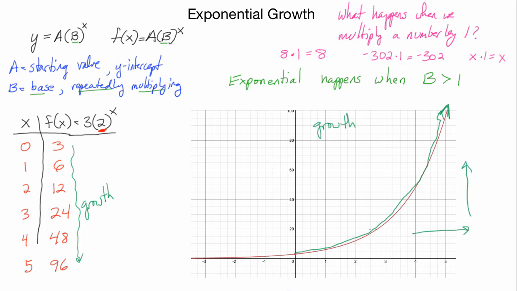So graphs of exponential functions will look a lot like this. It'll look like it's growing, increasing, getting bigger really fast. You'll see it in the table, you'll see it in the graph, and it's all because our value for b is greater than 1. All right, hopefully that's helpful for you as you're dealing with exponential growth functions.